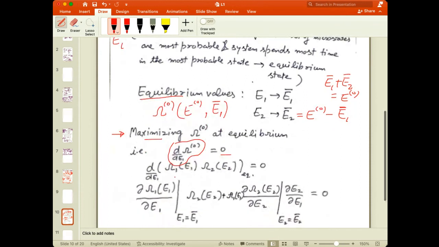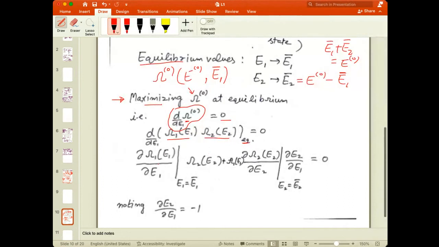Now we had the expression for omega, which is omega 1 of E1 times omega 2 of E2, and this EQ means we are talking about the equilibrium condition. This is going to get equal to 0 only at equilibrium. If it hasn't attained equilibrium, then this is not 0, because the number of microstates is not maximized yet.